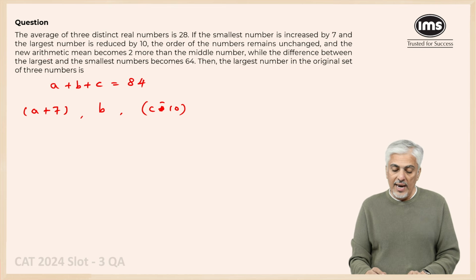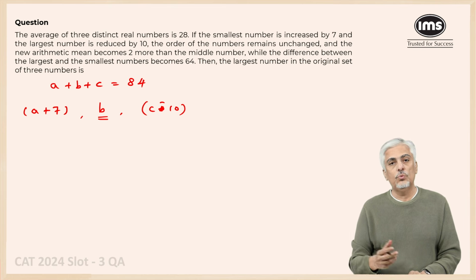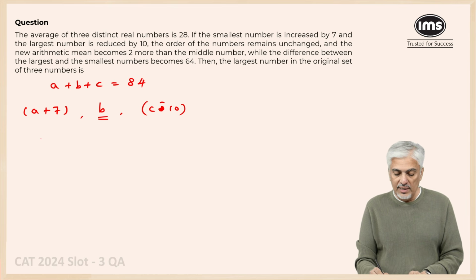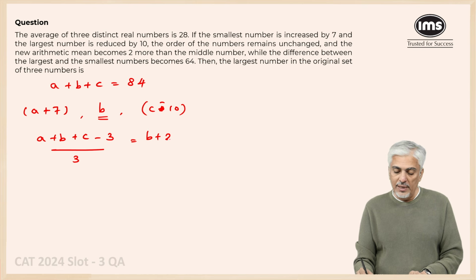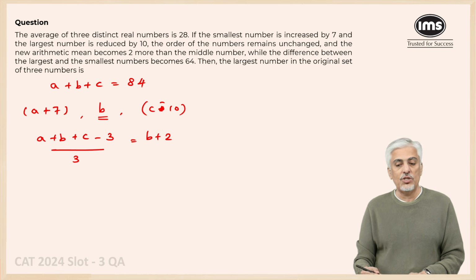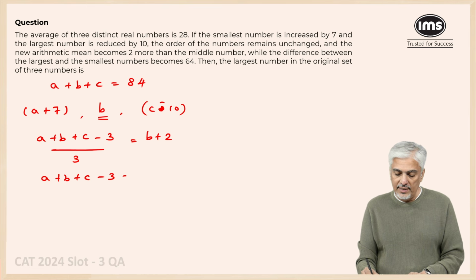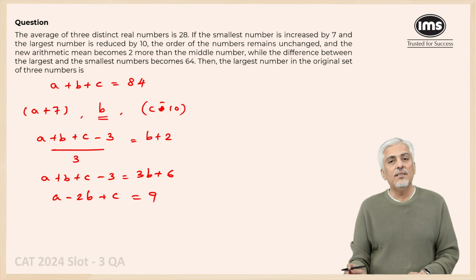And the new arithmetic mean becomes 2 more than the middle number. So the new arithmetic mean will be B plus 2. So the arithmetic mean of these 3 will be A plus B plus C plus 7 minus 10 upon 3 is equal to B plus 2. So I should get one equation over here. So I'll get A plus B plus C minus 3 is 3B plus 6. So I've got A minus 2B plus C is equal to 9. We've got one more equation.